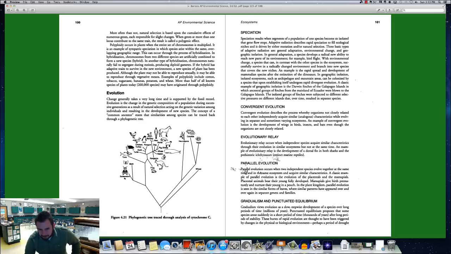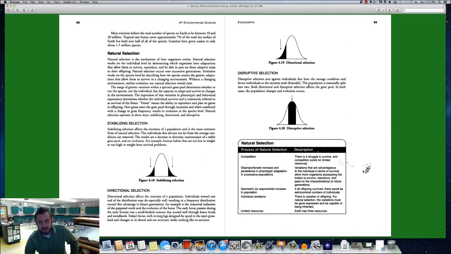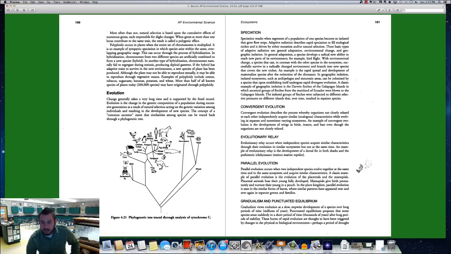Parallel evolution occurs when two independent species evolve together at the same time and in the same ecosystem and acquire similar characteristics. A classic example of this is marsupials and also placental mammals, obviously thriving in the same ecosystem, and that's an example of parallel evolution, where they both have kind of gone their separate ways, but have found their way.